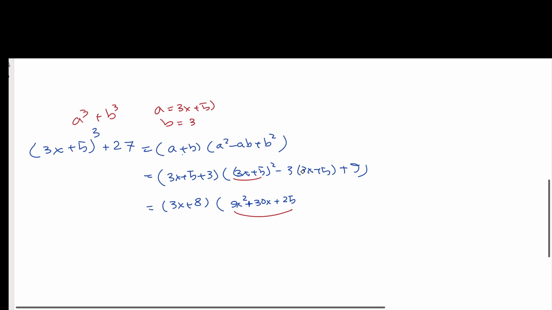That's a binomial. Then the next one is negative 9x minus 15 plus 9, and you end up with 9x squared. Put the like terms together. 30x minus 9x is going to be plus 21x, and 25 minus 15 is going to be 10, plus 9 is 19, and that's your final answer.